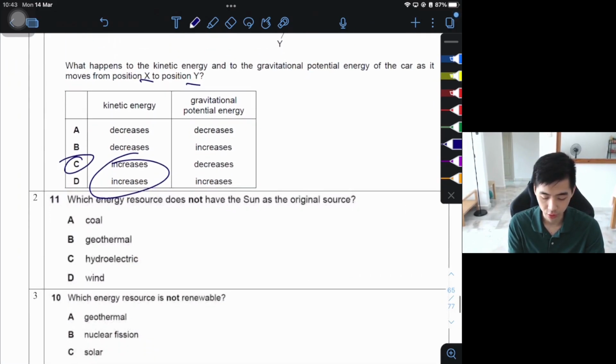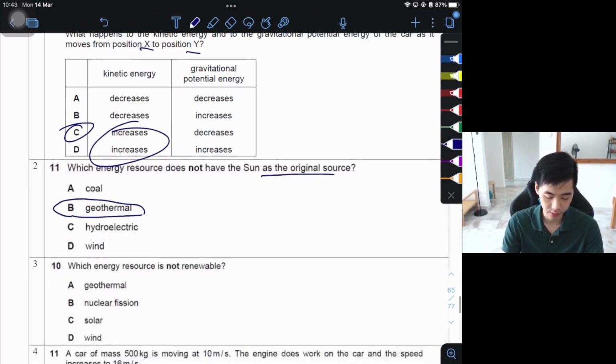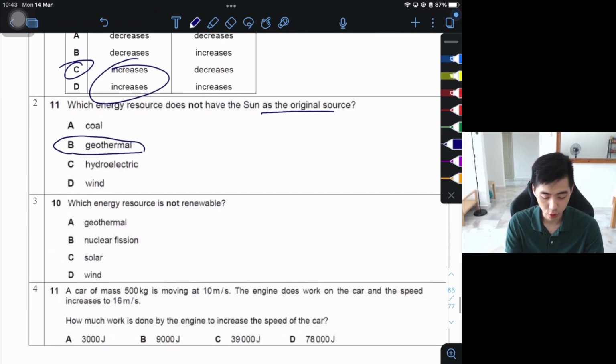Which energy does not have the sun as the original source? Yet again, I mentioned this before, geothermal, tidal and nuclear do not derive energy from the sun. Everything else derives energy from the sun. Which source is not renewable? Nuclear fission is definitely not renewable because it uses nuclear fuel, right?